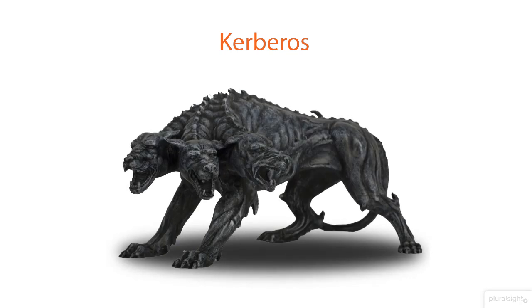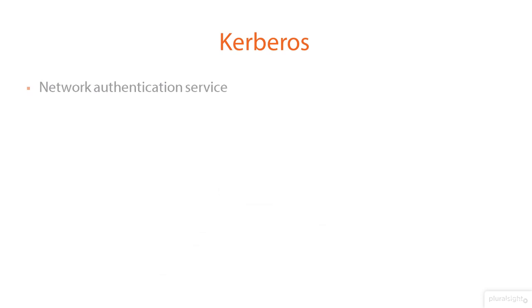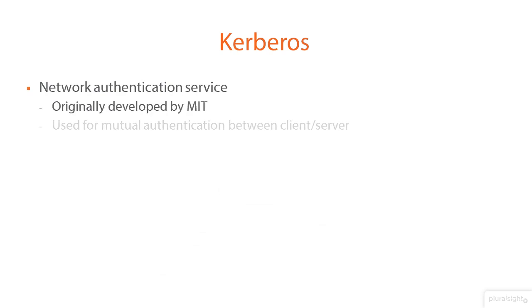Okay, next up, we have Kerberos. Now, Kerberos is actually, in Greek mythology, a three-headed dog that guarded the gates of Hades, and it's applicable here because there's really three components when a user or a client wants to access some type of service. Okay, so it's a network authentication service that was originally developed by MIT, and it's used for mutual authentication between client and server. So this gives us that dual authentication I talked about before, where the client authenticates to the server, and the server also authenticates to the client.